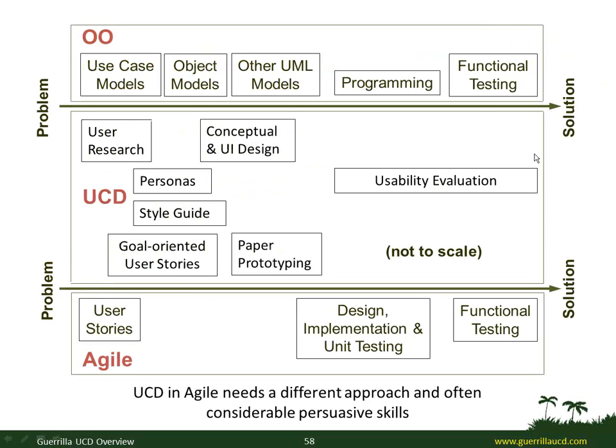This is trying to explain the relationship between the fairly traditional, what you might call waterfall, approach. I've called it here OO, object-oriented, at the top, user-centered design in the middle, and agile at the bottom. This isn't meant to be a timeline. It's meant to be the problem-to-solution continuum. At the left-hand end, we're trying to understand the problem, and at the right-hand end, we're building the solution. So it is related, obviously, to the timeline, but it's not necessarily the same thing.